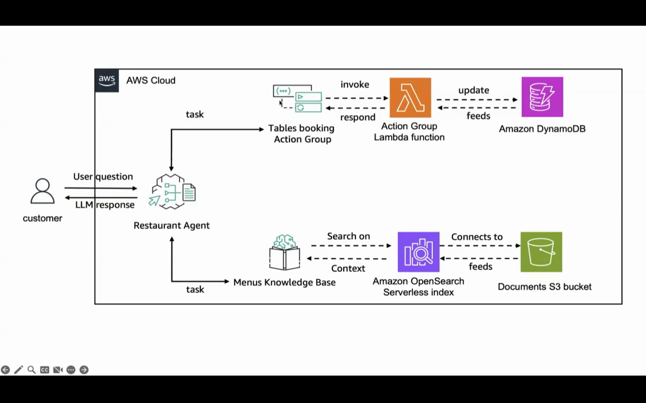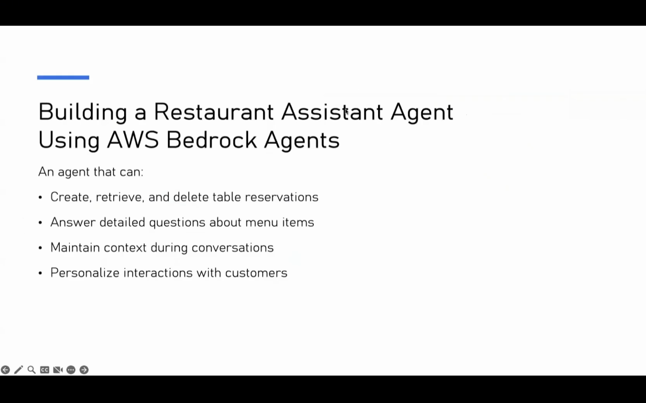And there are something called action groups. So this is the action group. An action group is nothing but a series of tools that this agent would use to perform some specific action. The functionality of this restaurant agent that we're going to build with AWS Bedrock is to create, retrieve, and delete table reservations.